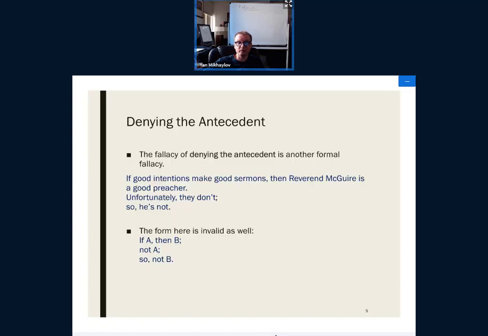Another type of fallacy which can also occur in hypothetical syllogisms is called denying the antecedent. Something like this: if good intentions make good sermons, then Reverend McGuire is a good preacher. Unfortunately they don't, so he is not. This is the form of this argument, and again, like I said, we will deal with these types of fallacies at the end of class.